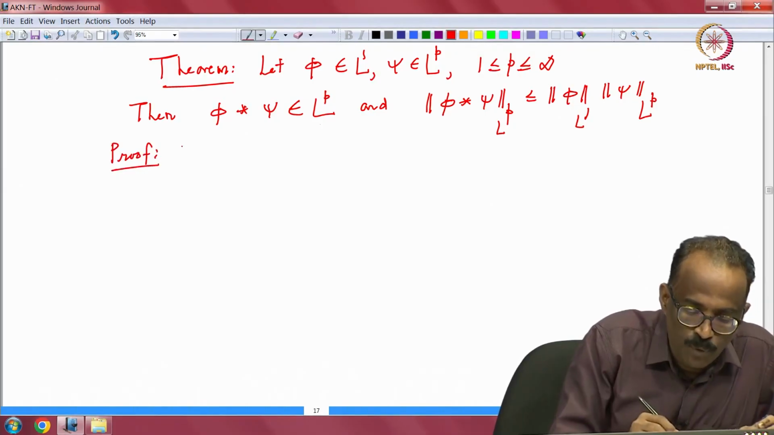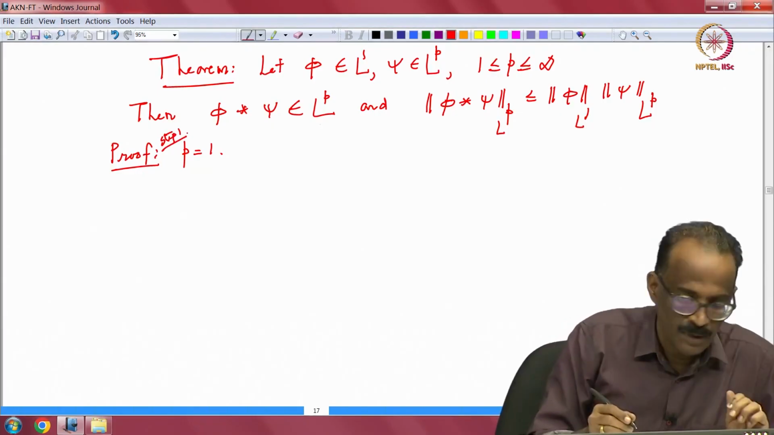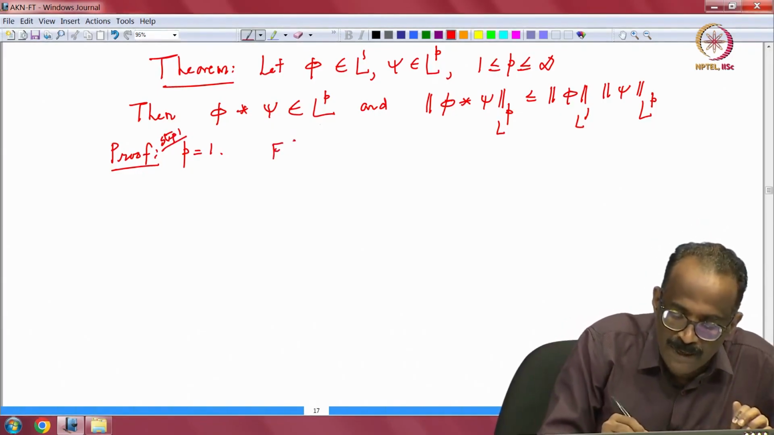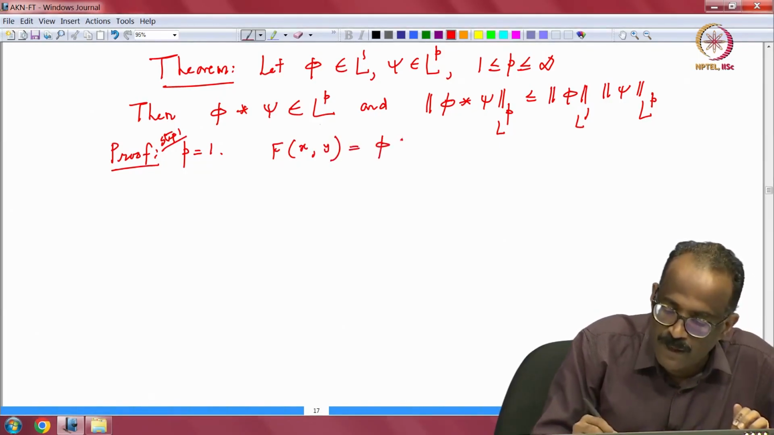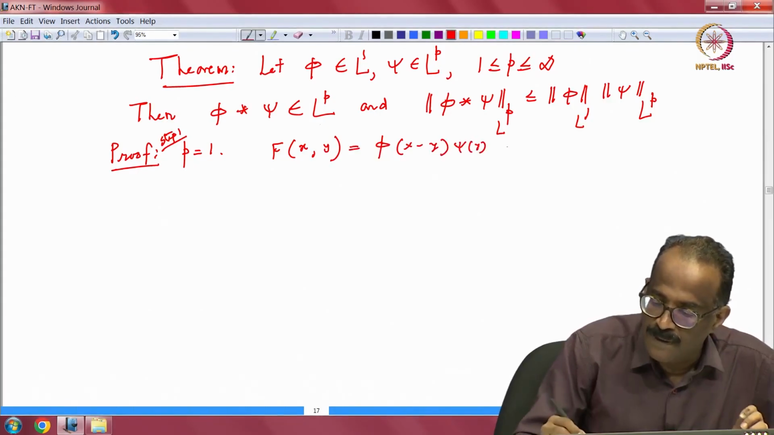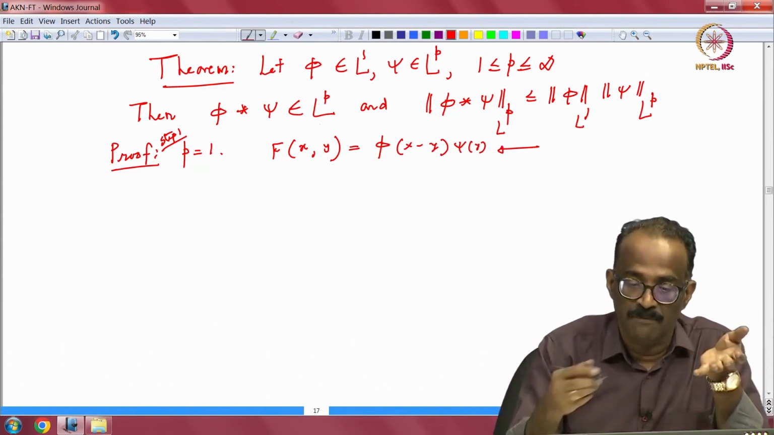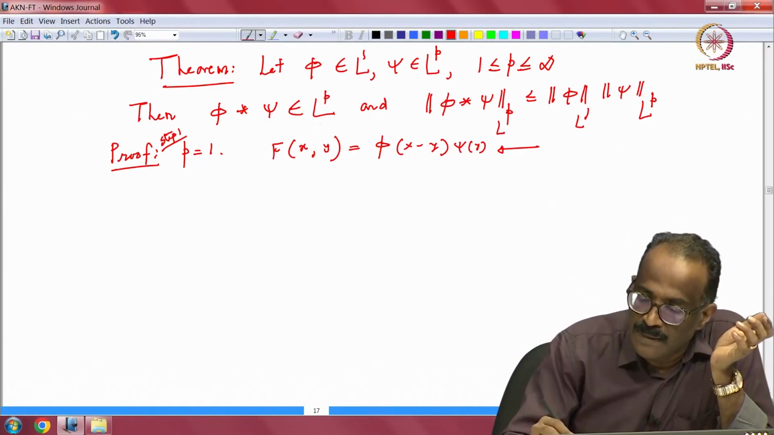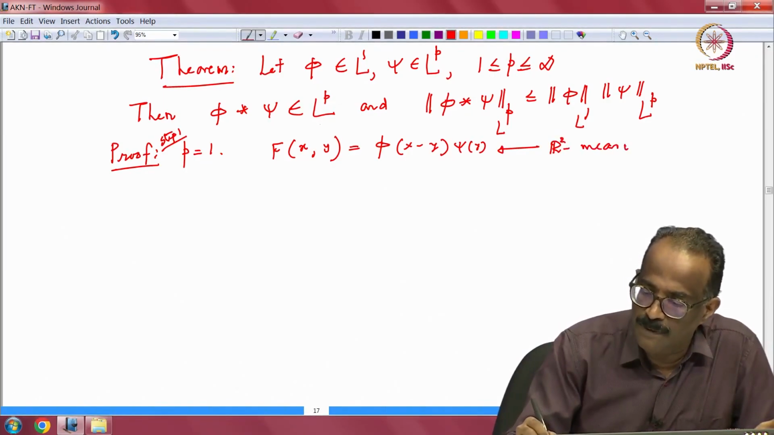So, first let me prove the case when p equal to 1. Step 1, or case 1, p equal to 1, we will do. You define this two-variable function f(x, y) equal to phi(x minus y) psi(y). This is measurable; you already learned this in measure theory. If phi and psi are one-variable measurable, this is R2 Lebesgue measurable. You should know the measurability.